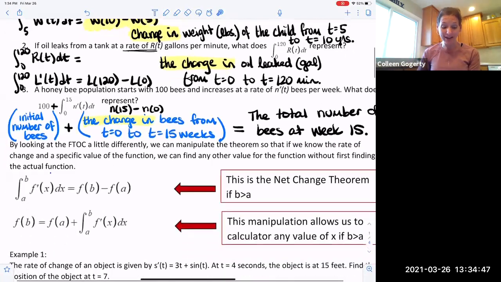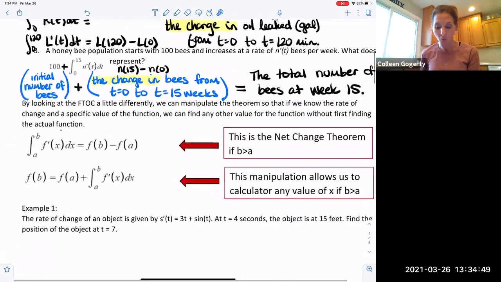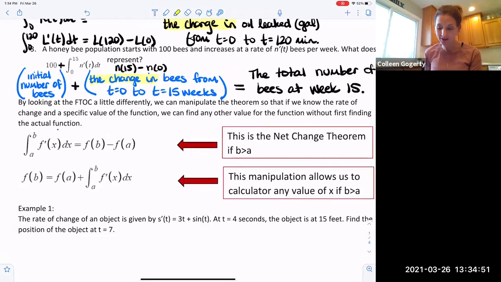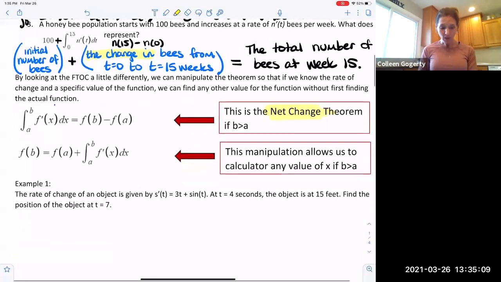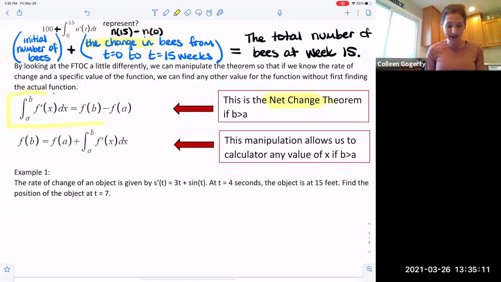So by looking at the fundamental theorem of calculus, what we are finding is our net change, okay, of whatever it is we want to study, whether it's how much weight somebody is gaining or losing over time, whether it's a population growing or decreasing, or even here's oil leaking, okay? So this is not something new, but we are definitely looking at how is it now interpreted, all right?